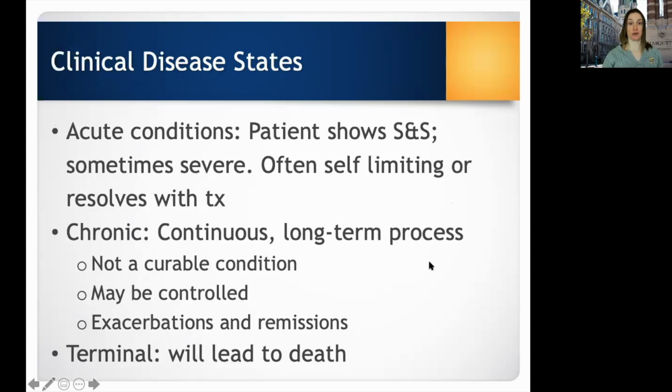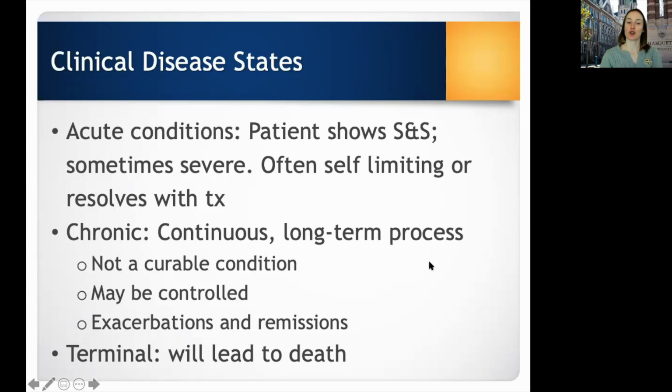Some more terms. We have clinical disease states. First, the term acute conditions. Patients show signs and symptoms, sometimes severe, often self-limiting or resolving with treatment. So it is something that happens and then most of the time goes away. When you get a cold, it's not a chronic condition, it's short term. You have the symptoms and then it goes away, hopefully.